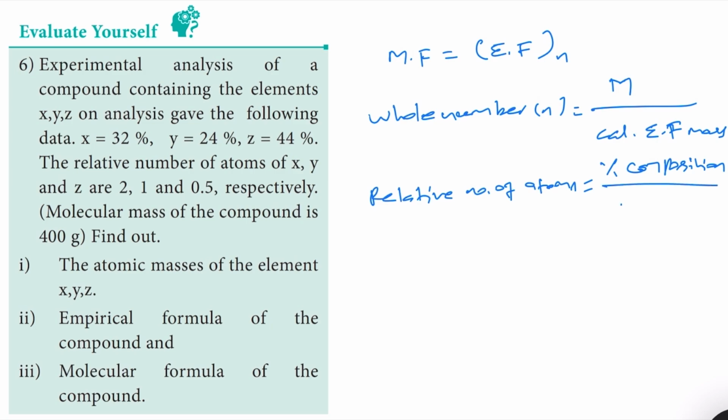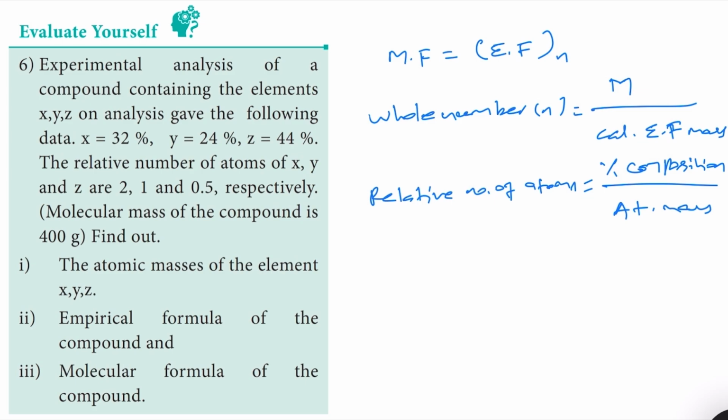Normally, the relative number of atoms we determine by taking the percentage composition divided by atomic mass. But here the relative number of atoms is given already and they are asking us to find the atomic mass. So, what we are going to do is find the atomic mass by taking the percentage composition and dividing it by the relative number of atoms. That is the only tricky part here. So, let us do this one by one.